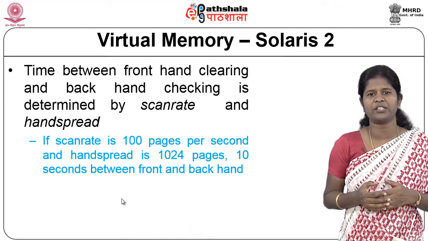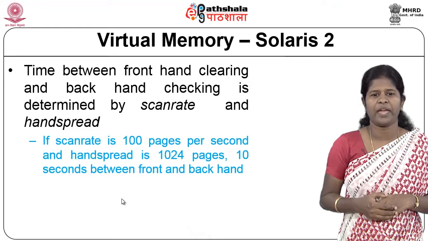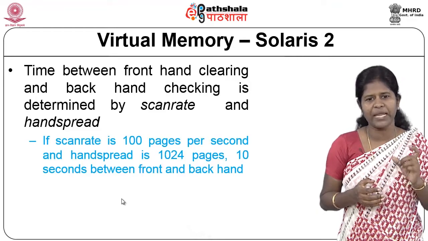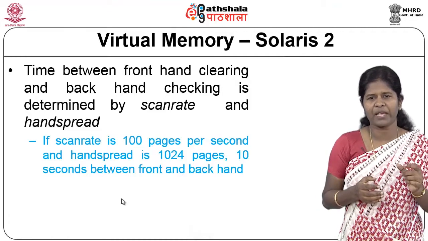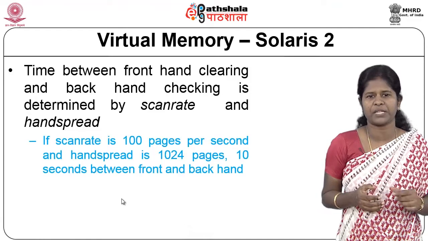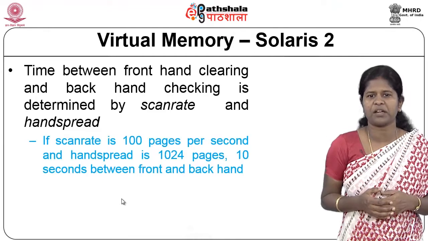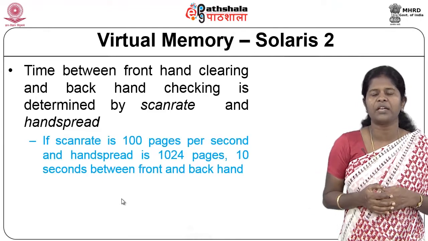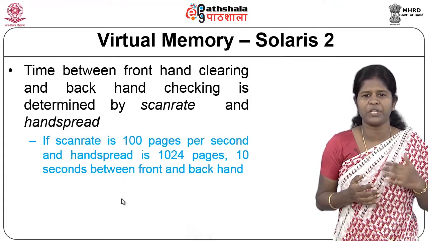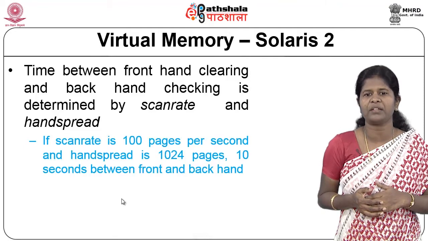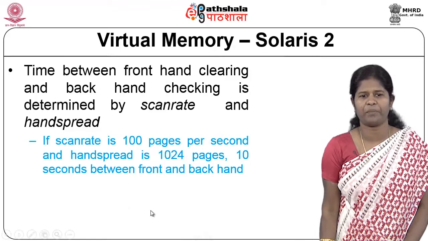Say if the scan rate is 100 pages per second and the handspread is 1024 pages, then you can see that there will be 10 seconds between the front hand and the back hand, because the scan is happening at 100 pages per second. In the first second it will scan 100 pages, in the second it will scan the next 100 pages. So, in 10 seconds it will scan nearly 1000 pages. The number of pages between the front hand and the back hand is 1024 pages, and hence it will take around 10 seconds.